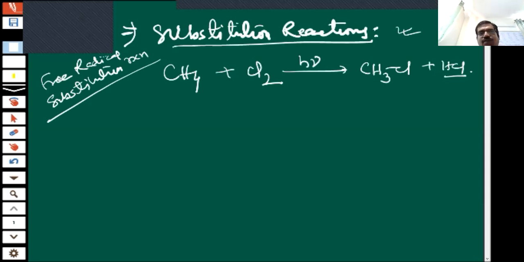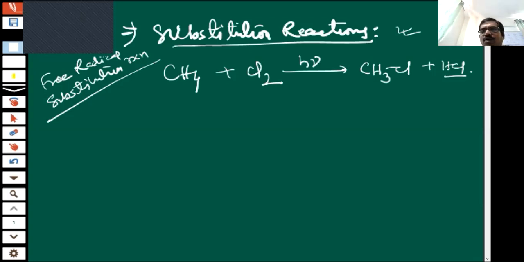So there are various types of reaction: electrophilic addition reaction, nucleophilic addition reaction, free radical addition reaction, electrophilic elimination reaction, electrophilic substitution reaction, nucleophilic substitution reaction, free radical substitution reaction, elimination reaction, rearrangement reaction. But that is not our concern today. Our concern is the reaction of chlorine.